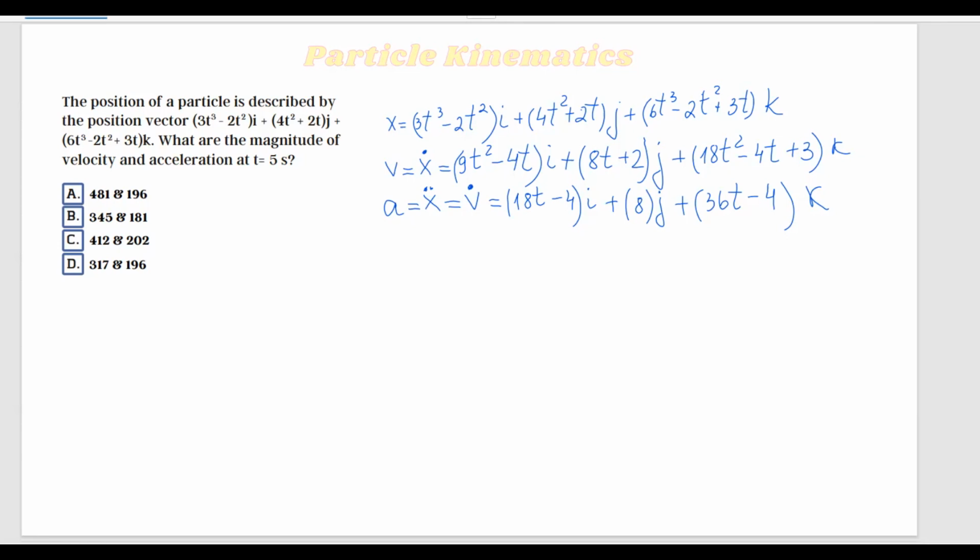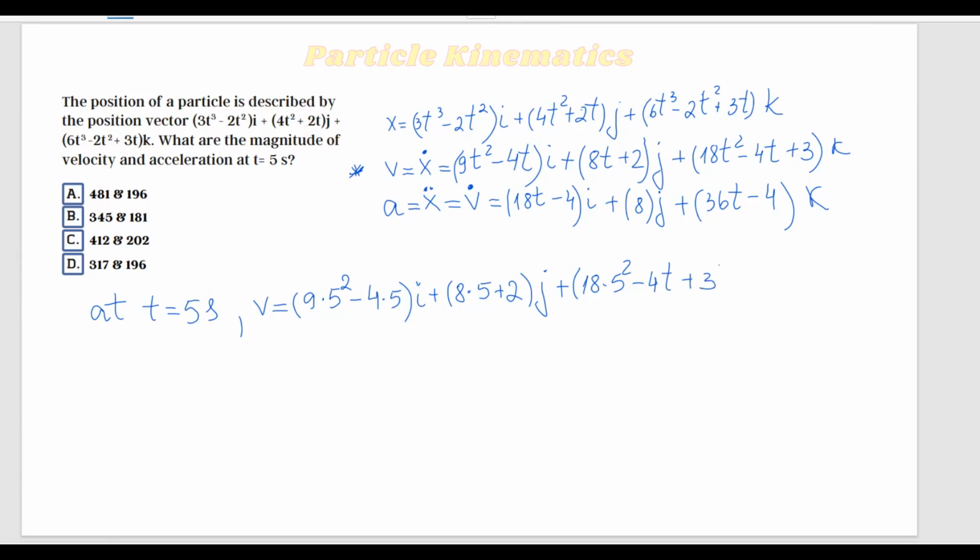Now the problem is asking for the magnitude of these two vectors. In order to calculate the magnitude, we're going to have to do the following. At t equal to 5 seconds, the velocity vector equals: we're going to take this velocity equation and replace t with 5. Let's do that. We're going to have (9 multiplied by 5 squared minus 4 multiplied by 5)i plus (8 multiplied by 5 plus 2)j plus (18 multiplied by 5 squared minus 4 times 5 plus 3)k.